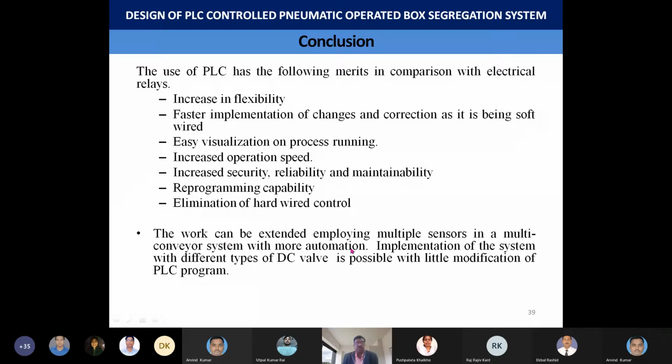The work can also be extended by employing multiple sensors in a multi-conveyor system for high automation. The implementation of the system with different types of DC valve is also possible, which requires only a little modification in the PLC programming. So this is the conclusion of the system.